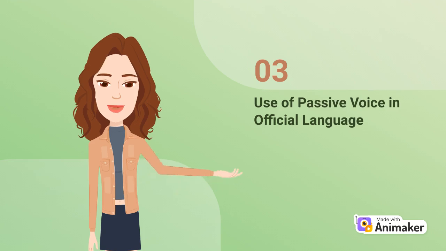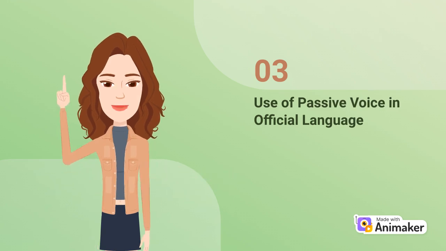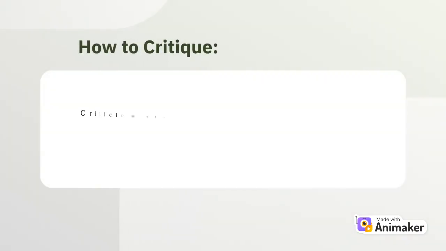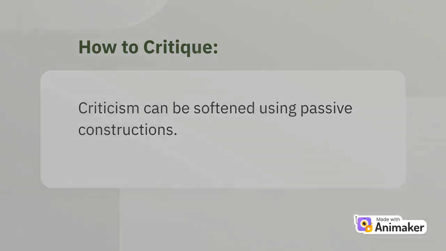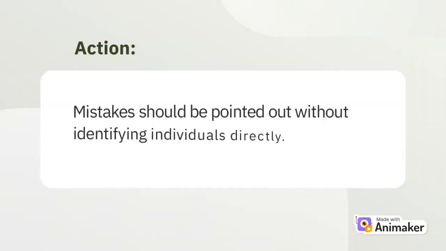Criticism is often expressed in a less direct manner using passive voice. How to critique: criticism can be softened using passive constructions. Action: mistakes should be pointed out without identifying individuals directly.